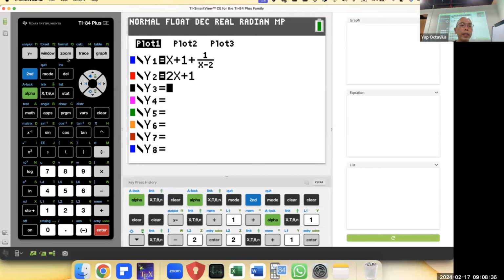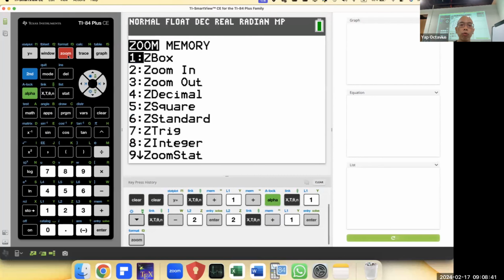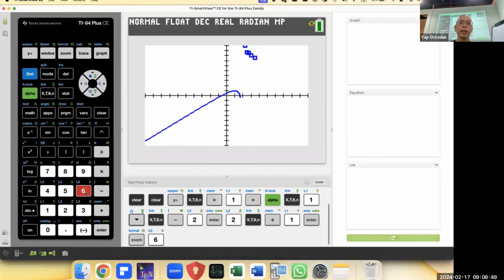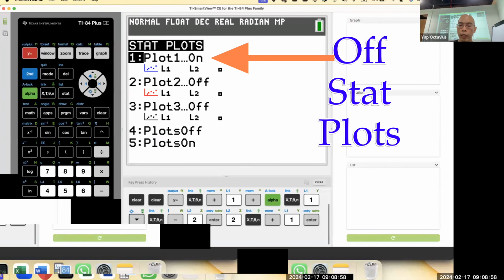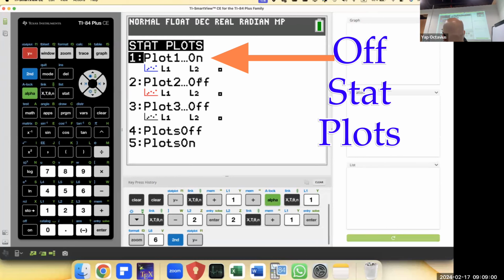Okay, before you press graph, can you check this? Usually, before I do that, I always go to zoom. Then I choose zoom 6, standard. Okay, my stats plot is activated. Hang on, let me turn off my statistics plot. Sorry. This one. You see, one of my stats plot is on.